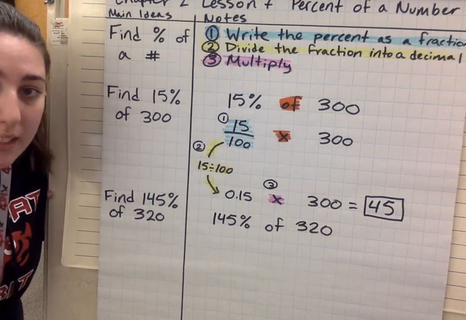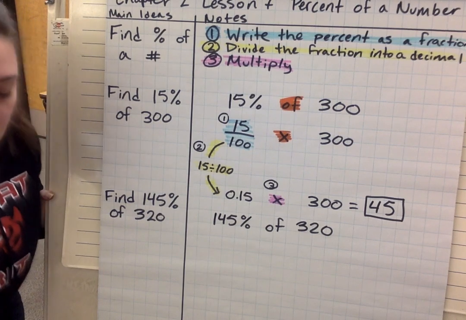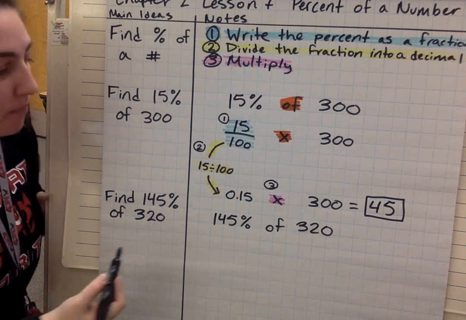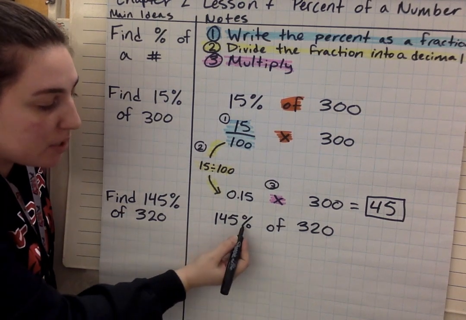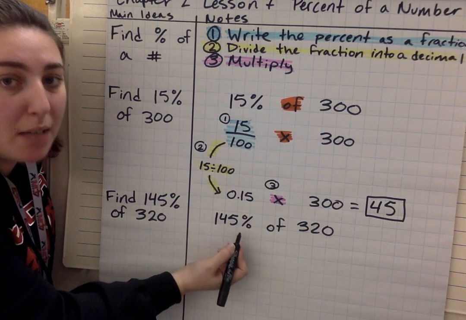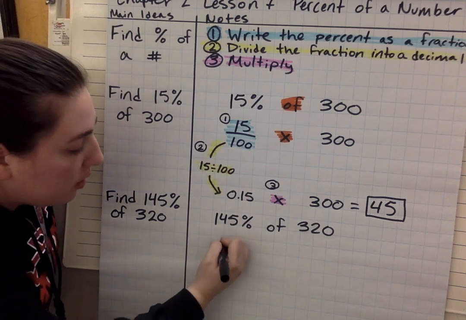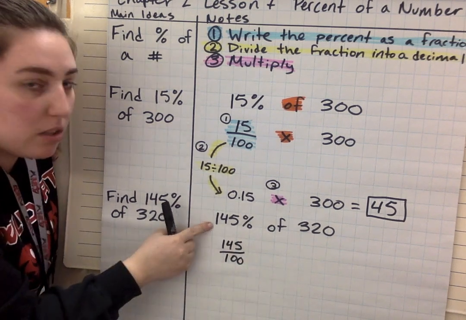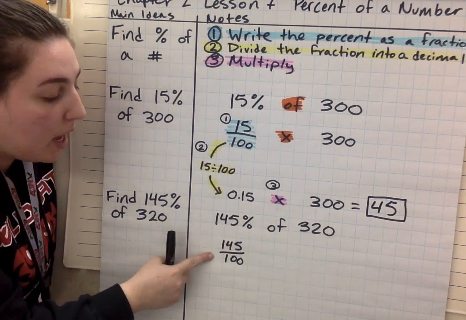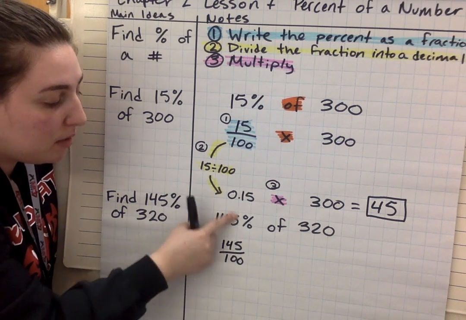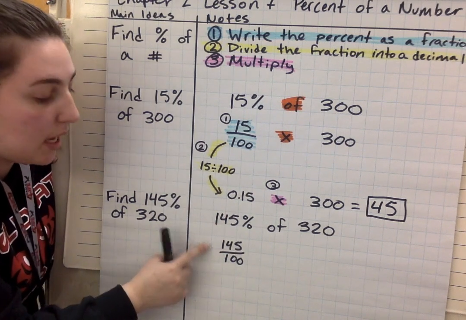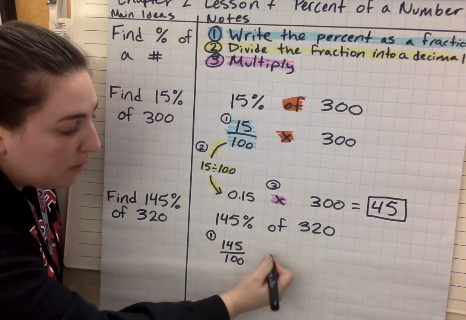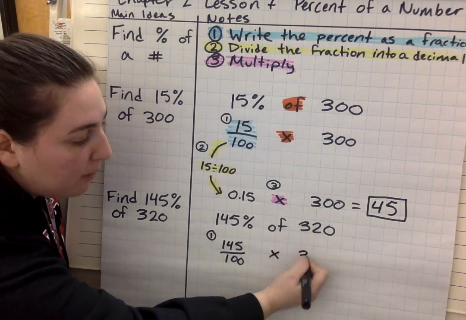And again, we're solving exactly. We are not estimating. Okay, first step, write the percent as a fraction. So I'm going to write 145% as a fraction, keeping in mind percent means out of 100. So I'm going to write 145 out of 100. It doesn't matter that this is over 100. I'm still going to write whatever number this is out of 100. Okay, that's step 1. And then, of course, of means multiply, and I'm going to drop down my number here.